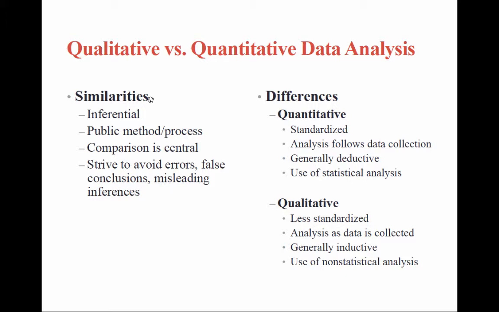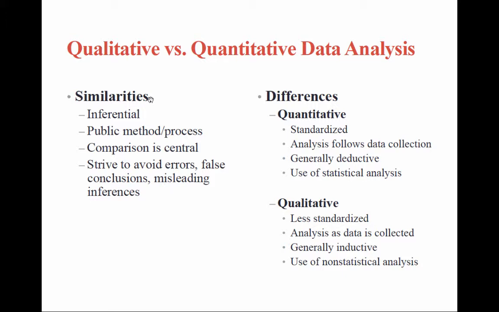And the big one, if we look here now on the right-hand side, the big difference would be quantitative data is standardized because numbers are numbers and they are the same, right? A 1 is a 1 is a 1. Whereas in qualitative, things are less standardized. Also, in quantitative data, you do the data collection first and then you do the analysis. Whereas in qualitative, you're both collecting the data as well as conducting the analysis on the fly.